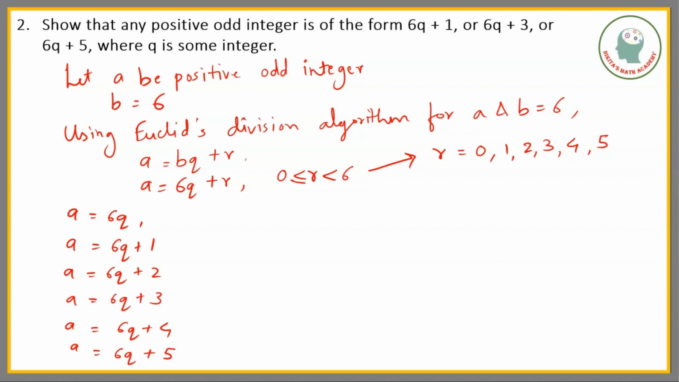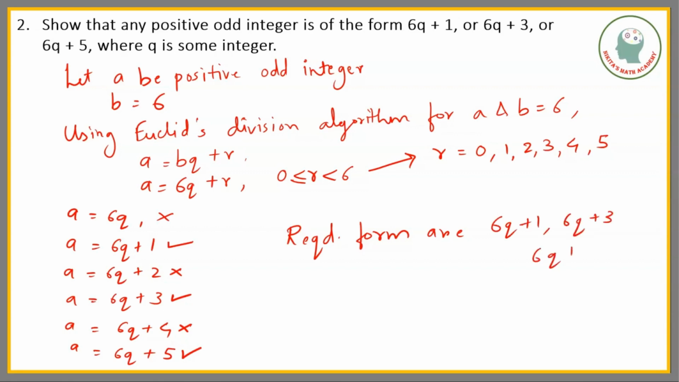Now here, we need to see that a is an odd integer. Now 6 is an even number, so 6q will also be even. So we can't take this number. Here it is plus 1, so this will be an odd number. It is plus 2, so it will be an even number. Plus 3, it will be an odd number. Plus 4 again, even number, so we can't take this. And plus 5 is an odd number. So here you will find that the required forms are 6q plus 1, 6q plus 3, and 6q plus 5, where q is some integer.